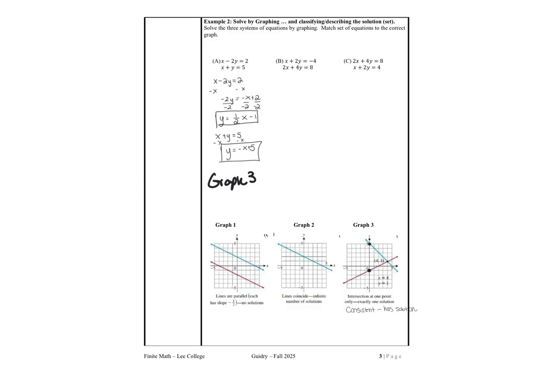And this is independent because it's a unique solution. There's only one. So let's go back up and do another one.